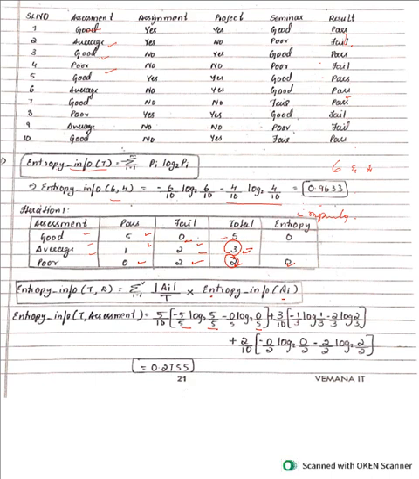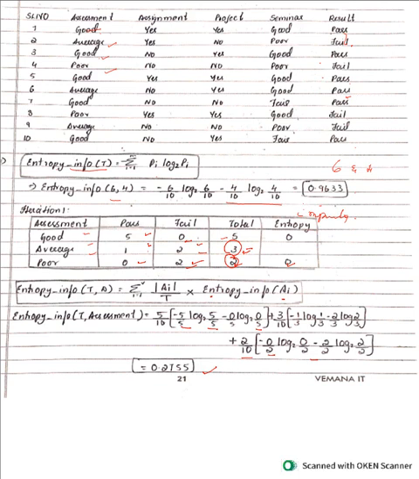So plus 2 by 10, and for this row now we should write minus 0 by 2 log 0 by 2 minus 2 by 2 log 2 by 2. So when you simplify this, you will get the entropy as 0.2755. So this is the entropy information for the assessment.